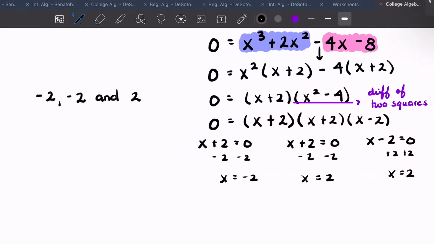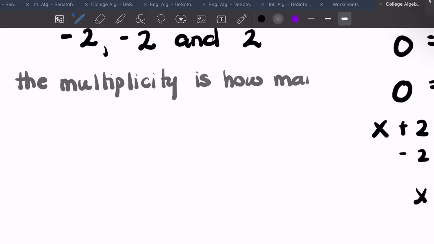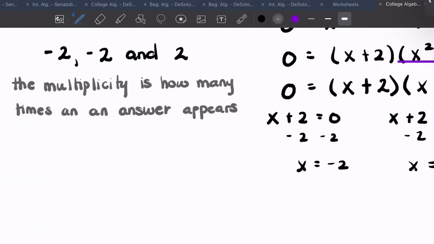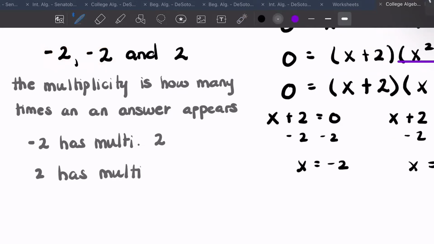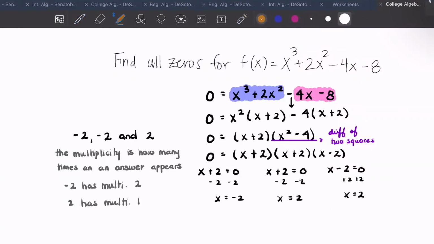Now, why did I put negative 2 twice? There's this thing called the multiplicity. The multiplicity is how many times an answer appears. So negative 2 has multiplicity 2. It showed up twice. And 2 has multiplicity 1. It showed up one time. So we do account for both. But this would be our answer.